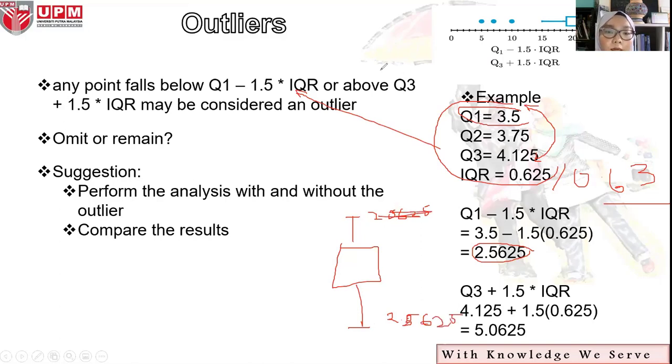Next is quartile 3. Now calculate the second limit, which is quartile 3 plus 1.5 times the interquartile range. You just plug in the value: quartile 3 equals 4.125 plus 1.5 times 0.625. So the answer is 5.0625. Did you get the answer?